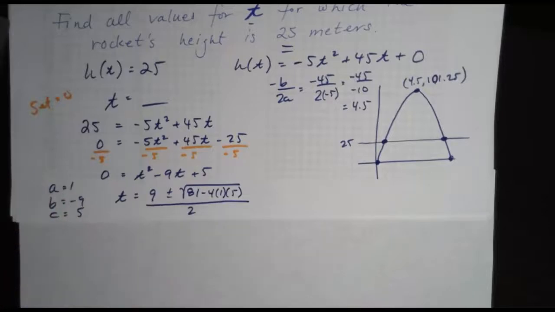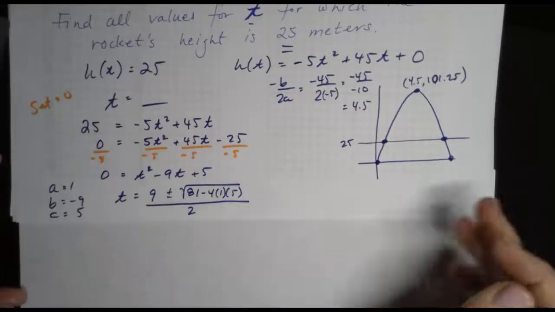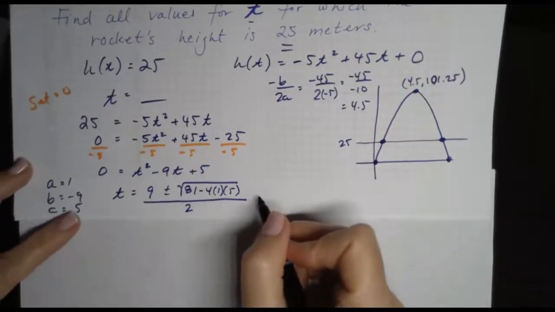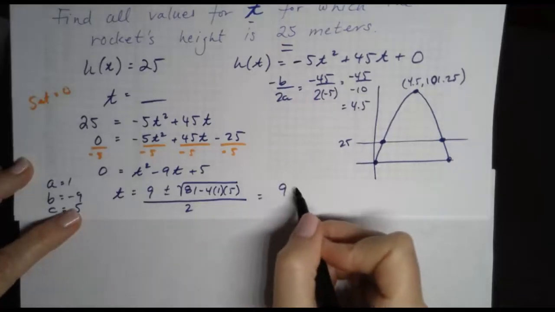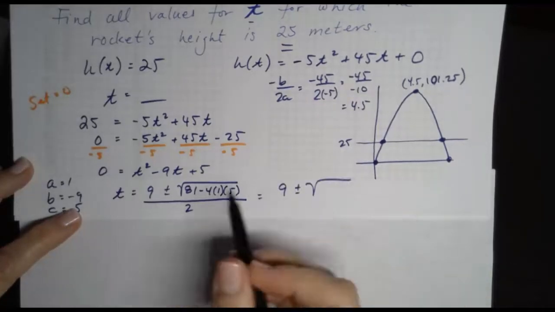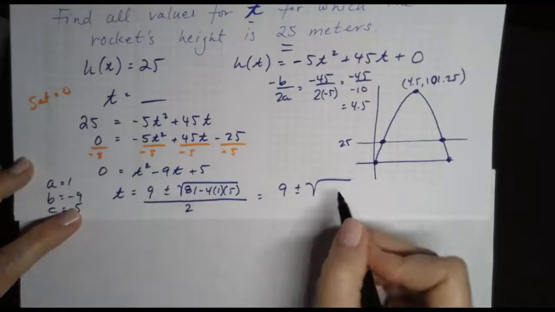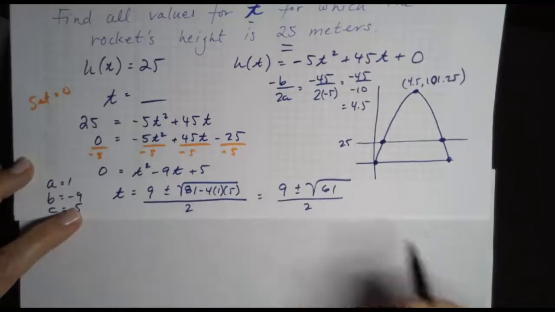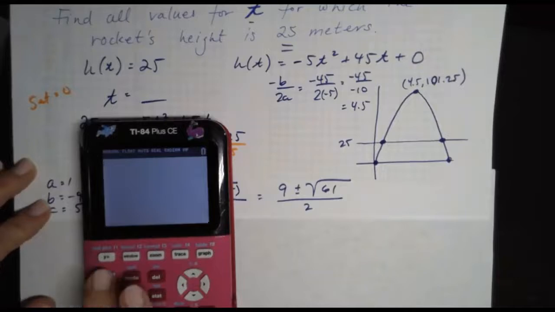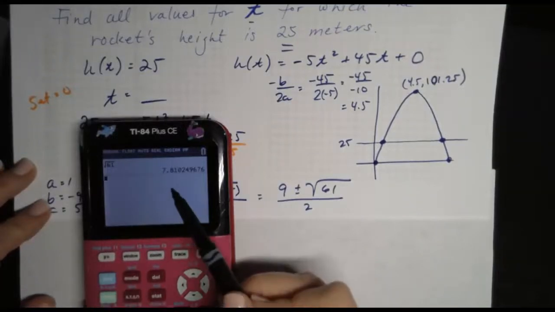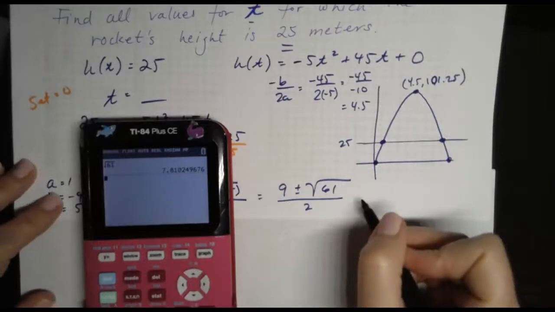Now, because we're talking about a rocket launch, we need to get a decimal approximation here, and we don't necessarily want a simplified radical. So when I keep going here, this is going to turn into 9 plus or minus the square root of 81 minus 20. That is 61, all over 2. So let's find out what the evaluation of the square root of 61 is. The square root of 61 is 7.81. So let's go with that.